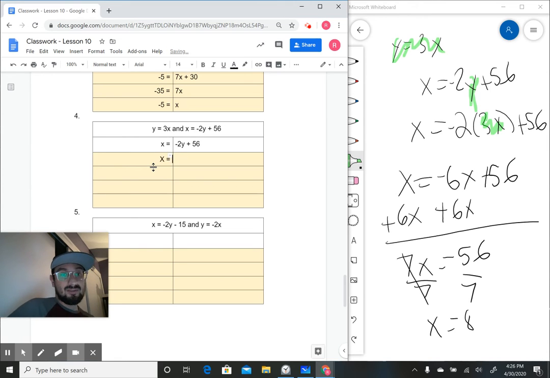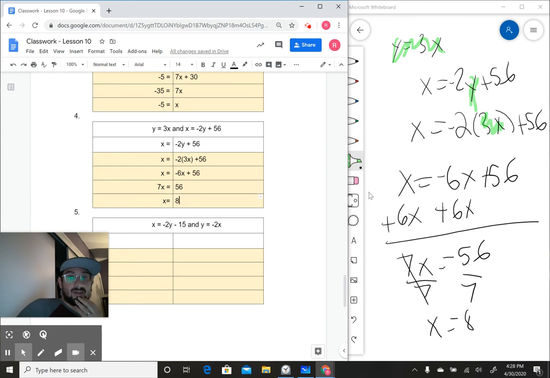X equals negative 2 times 3x plus 56. Multiply negative 2 times positive 3x, which equals negative 6x plus 56. Add the 6x to both sides, so you get 7x equals 56. You get x equals 8.